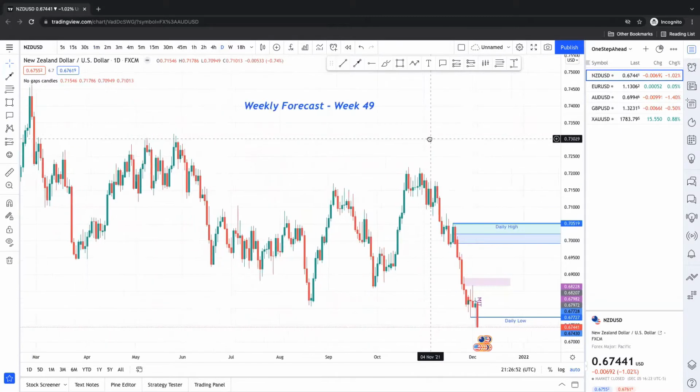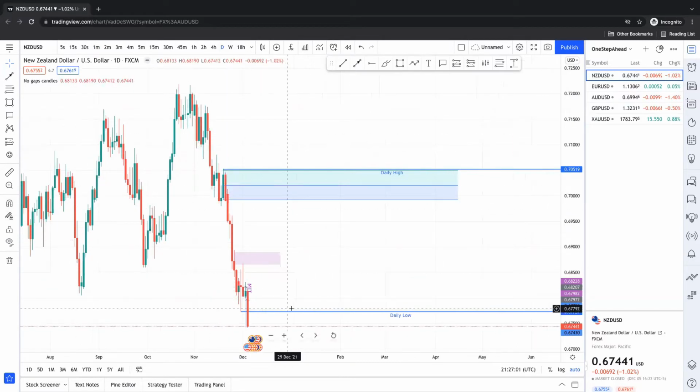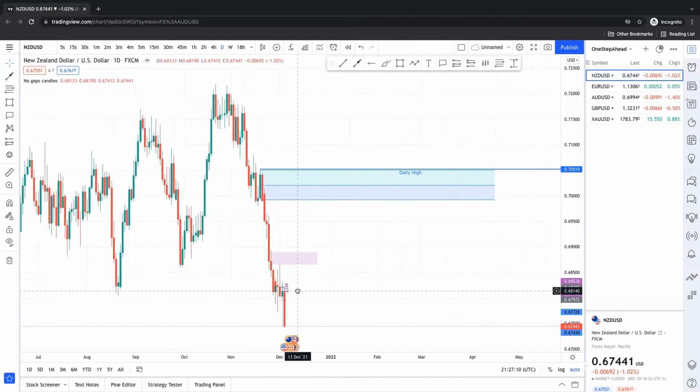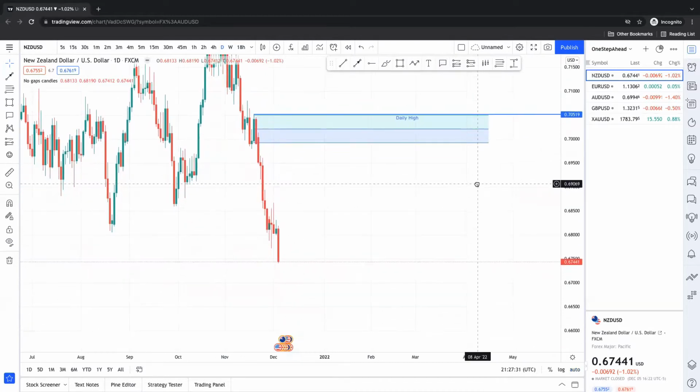This is actually from the last weeks, but it doesn't change anything. The only thing is we don't know the low yet. So let me remove this. New Zealand dollar, US dollar, that's the pair we're talking about. This was a trade I took last week. Now, this is a daily high, and we don't know the low. It hasn't stopped yet, so I will put this as an open line.